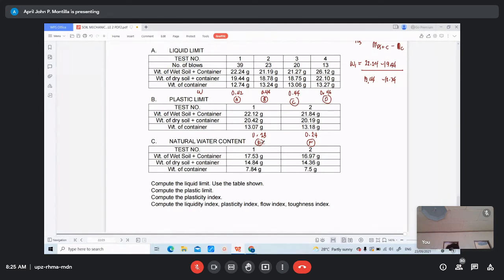Next one. For the natural water content, same equation. Compute the water content. 0.38. Store nyo kay X.